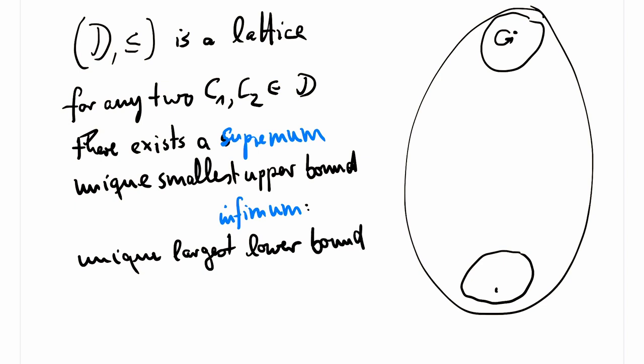To show you this, I have to construct this unique smallest upper bound and this unique largest lower bound, and these constructions are interesting anyway for graph homomorphisms. So let's do it. We start constructing the supremum. Suppose we have two directed graphs, G1 and G2, and we would like to construct an upper bound.